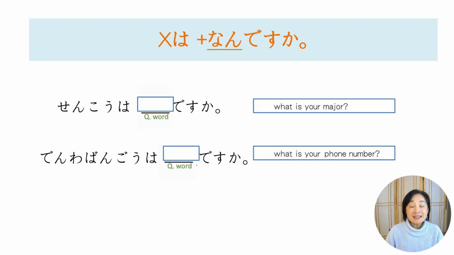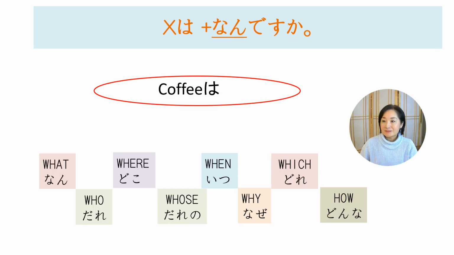So please create a question sentence to ask, what is your major? ここは何ですか? And how about the phone number? The word for phone number is 電話番号. Ask me, what is my phone number? そうです。電話番号は何ですか? いいですね.